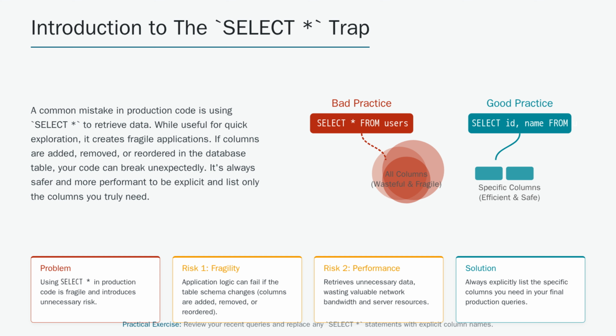an alias. A very common mistake beginners make is using select star in production code, like in an application or a report. While great for exploring, it's risky. If someone adds, removes, or reorders columns in the table, your application can break. Always be explicit and list the columns you need. It's safer and more performant.